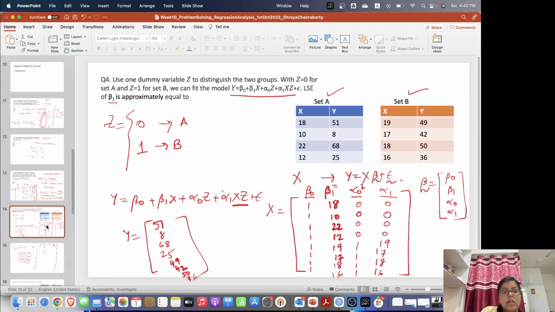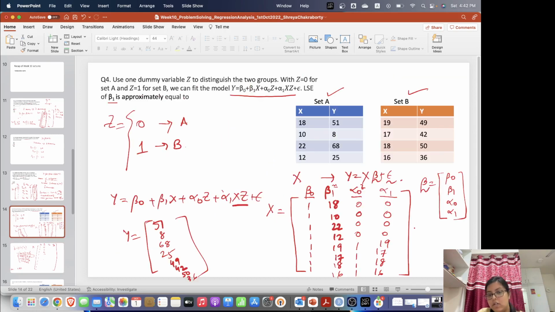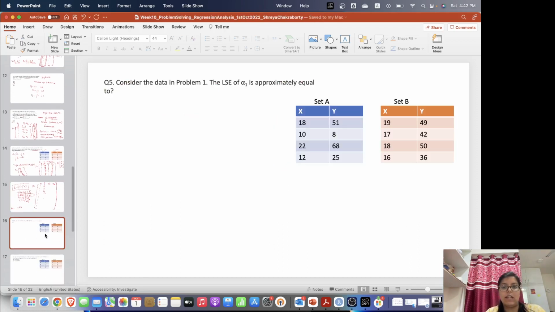Here we have been asked to find the LSE of beta 1. So the beta 1 LSE is nothing but this one. This is our answer, 4.813. The key to solving these kinds of problems is that you just need to write down the design matrix, then apply this formula for beta and take the estimate corresponding to how you have written the design matrix. Okay, proceeding to the next one.